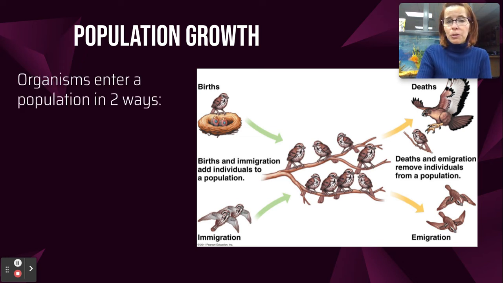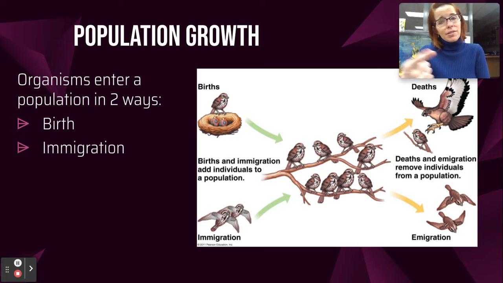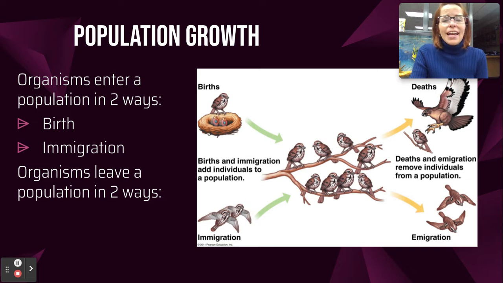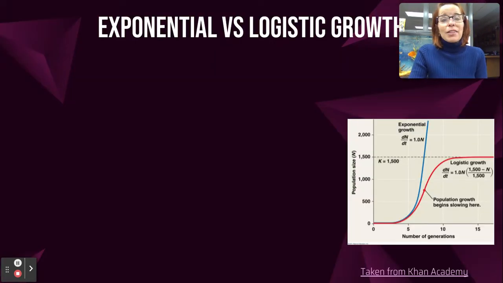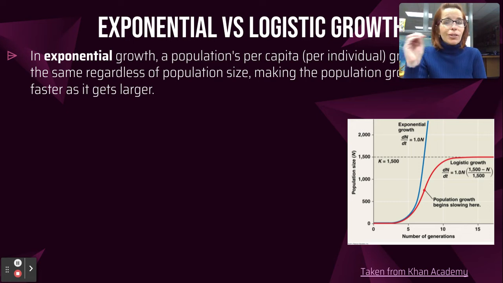Okay, so let's just talk really quickly about population growth. And this is so obvious. Organisms enter a population in two ways. That's how the population grows, either by births or by immigration. And the population decreases, or organisms leave the population, either by death or emigration, leaving the population and going somewhere else. There's two types of growth that we talk about: exponential growth and logistic growth. We're going to look at some math on both of them because they both exist in nature. It's just that one is not as common.